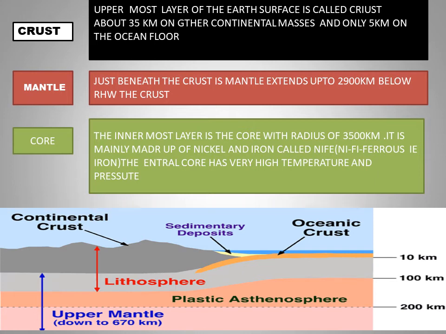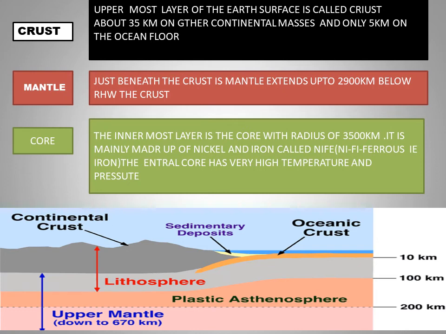The main mineral constituents of the continental crust are silica and alumina. Si plus Al is equal to Sial. That is why it is lightweight. The main mineral constituents of oceanic crust are silica and magnesium, Si plus Ma, Sima. So the upper layer, crust, is made up of continental crust and oceanic crust. I think you understand Sial and Sima.